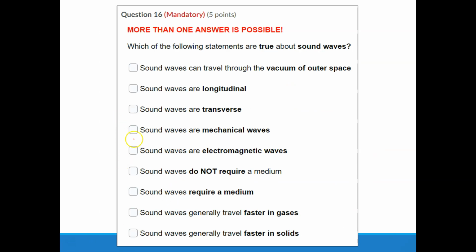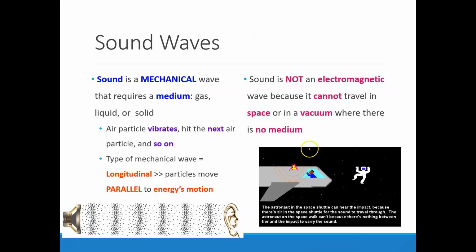All right, question number 16 is asking which of the following statements are true or correct about sound waves: that they can travel through the vacuum of outer space, are longitudinal, are transverse, are mechanical, are electromagnetic, do not require a medium, do require a medium, are faster in gases, or are faster in solids. So let's go ahead and talk about sound waves.